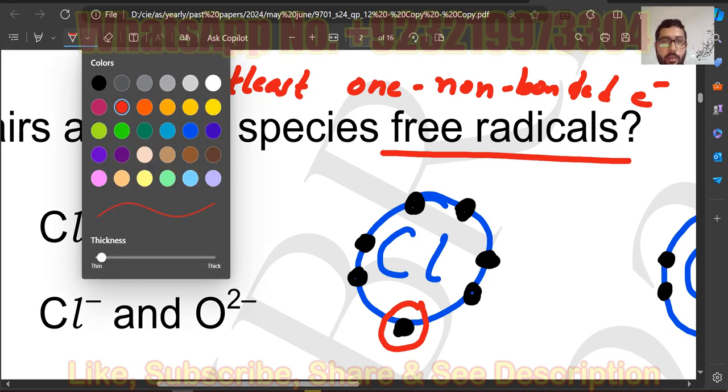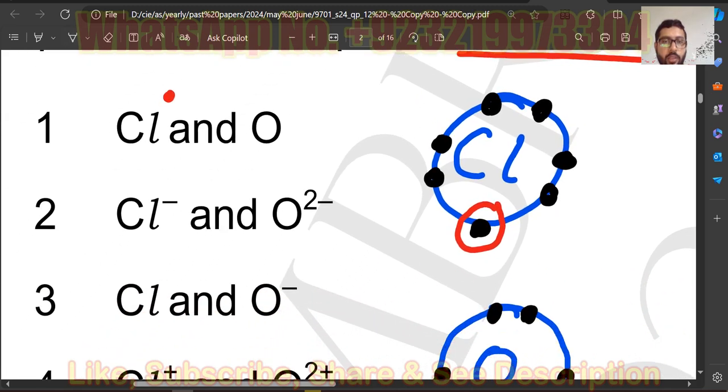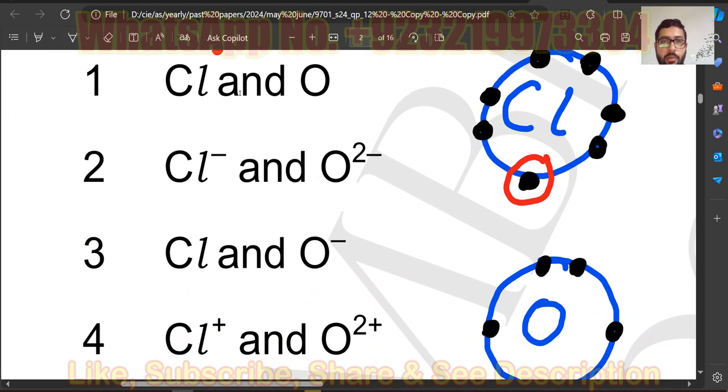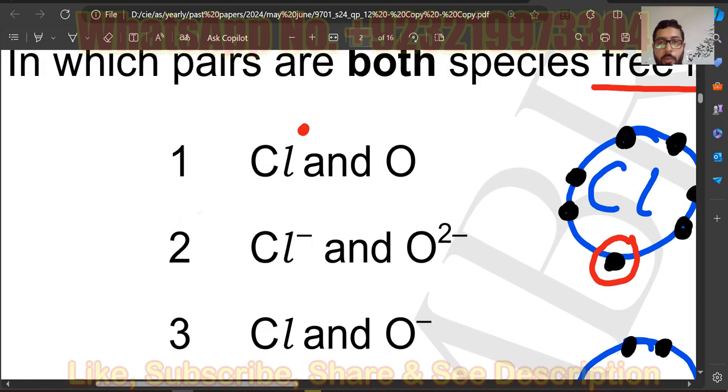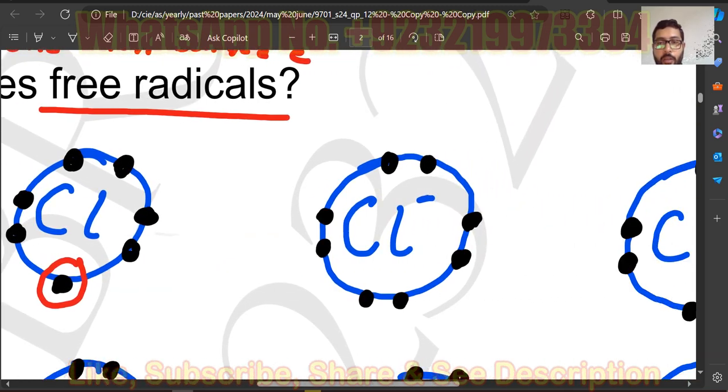Now we have the number of species here. We have chlorine atom, oxygen atom, and in option 2 we have chloride ion, oxide ion. 3 has oxide with a single negative charge, and in the fourth option we have chlorine as a positive ion and oxygen as a doubly positive ion, which means we need to have the correct diagrams of all these different types of the species. Only then we can check which combination is the right one according to the options in A, B, C, D. So I'm going to show you firstly all the diagrams first.